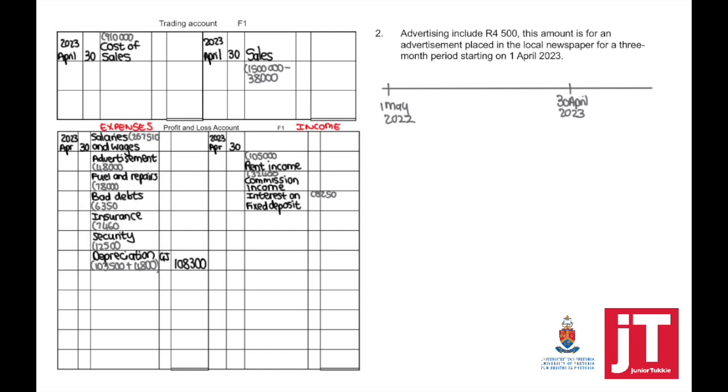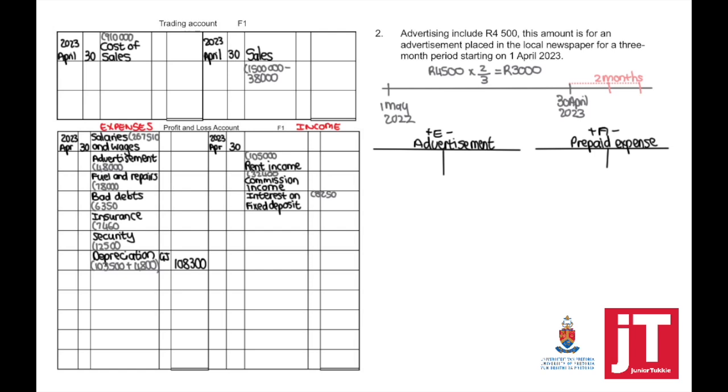We took this out on the 1st of April 2023, which is basically the last month of the accounting period. And we took it out for 3 months, which means April, May, and June, which means 2 months must be taken out. Don't use the figure from the pre-adjustment trial balance, because included in that figure in advertisement is 4,500.